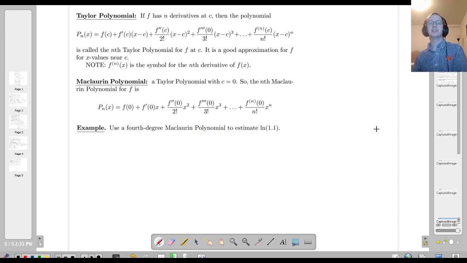I want to try one last example of finding a Maclaurin polynomial, and this one's a little bit different in the sense that we're going to have to be a little bit creative to even come up with a Maclaurin polynomial here. Okay, so the reason for that is, look at what we're trying to do in this problem. I'm supposed to find a 4th degree Maclaurin polynomial to estimate the natural log of 1.1.